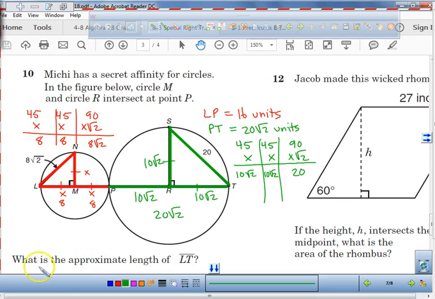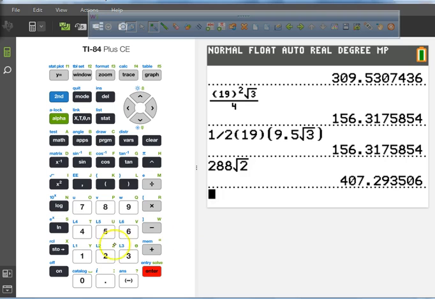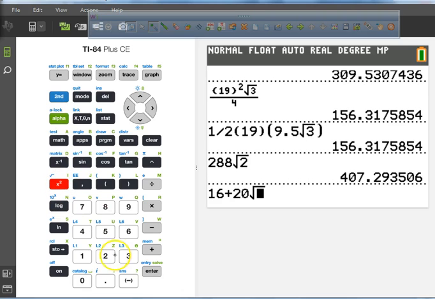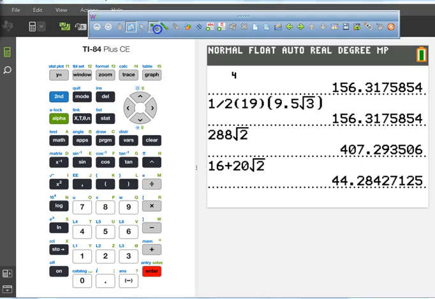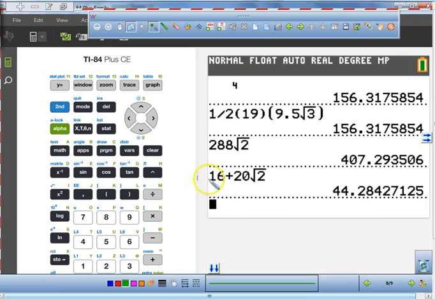Now it says, what is the approximate length of LT? What are you going to have to add together? You're going to have to add 16 plus 20 radical 2. And that, right there, 16 plus 20 radical 2, is not 36 radical 2. Now, understand, you can't add those. This is your exact answer. This is your approximate answer. So your approximate answer is 44.3.